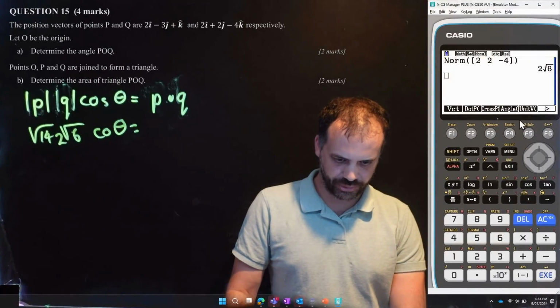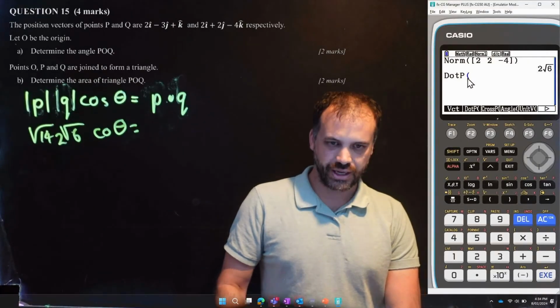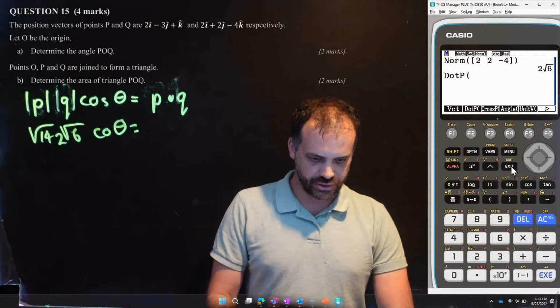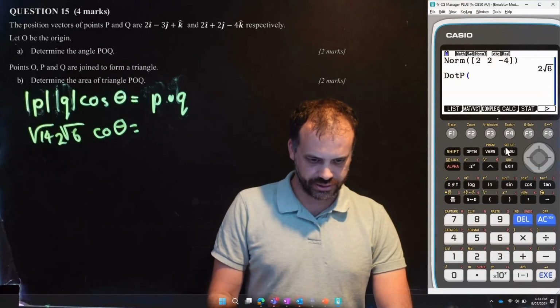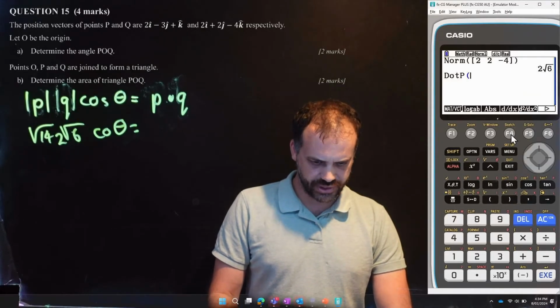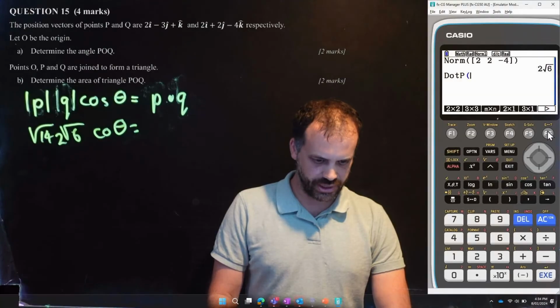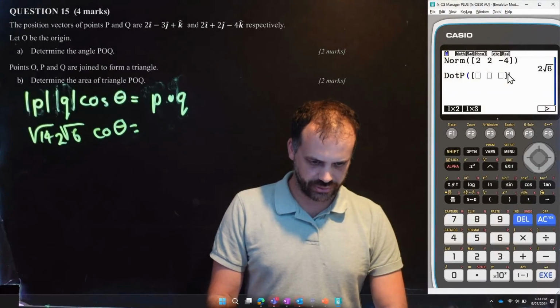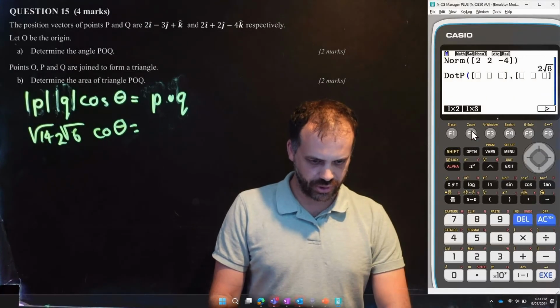Where are you? Dot product. There we are. Dot product. And then I've got to enter in my 2 vectors. So to do that, I'm going to come back to here in the math section and enter them here with the 1x3. And I'll need 2 1x3s. So let's put another one there.